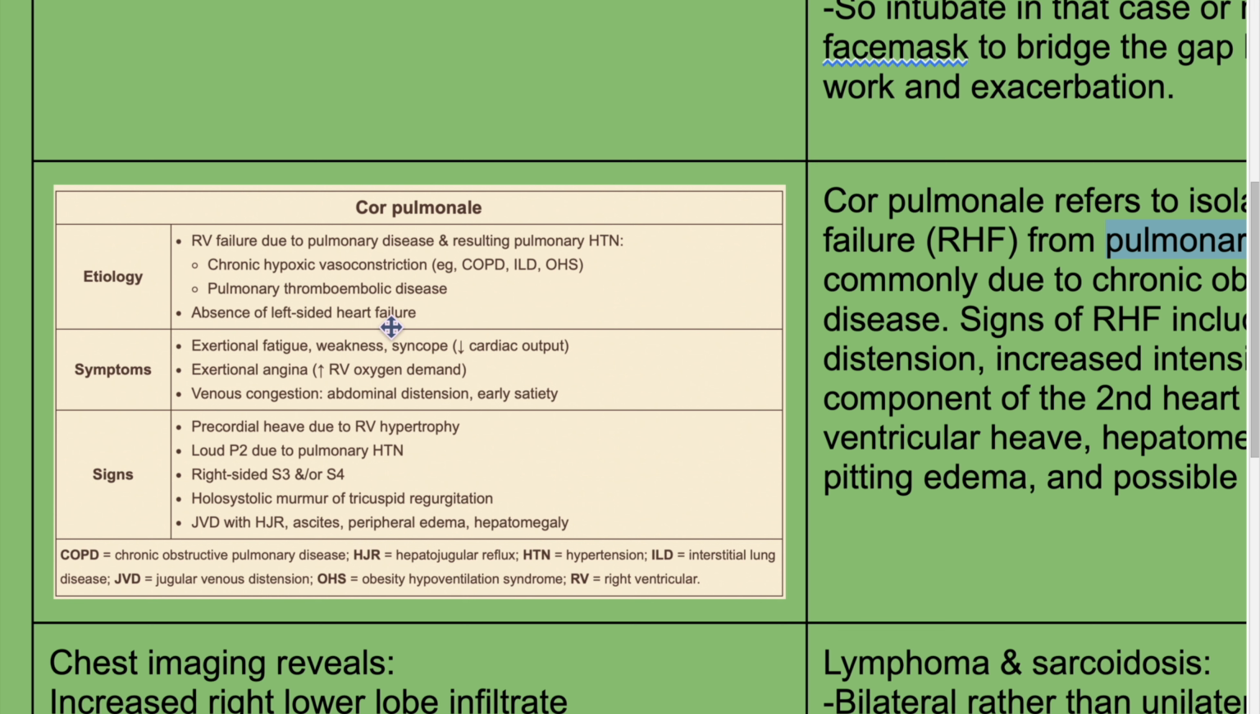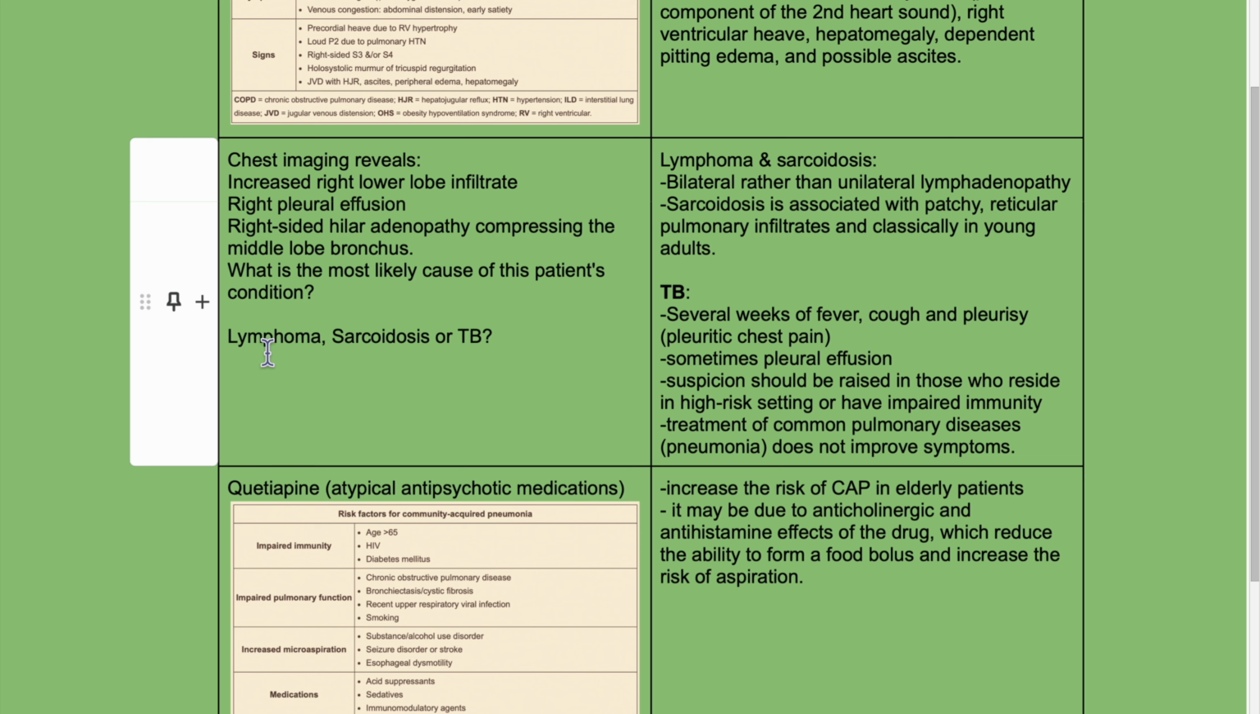Okay, so chest imaging reveals increased right lower lobe infiltrate. Okay, right pleural effusion. Okay, right-sided hilar adenopathy compressing the middle lobe bronchus. What is the most likely cause of this patient's condition? Is it lymphoma, sarcoidosis, or TB? Right. So in lymphoma and sarcoidosis, it is bilateral rather than unilateral lymphadenopathy.